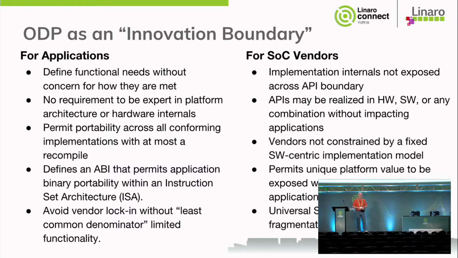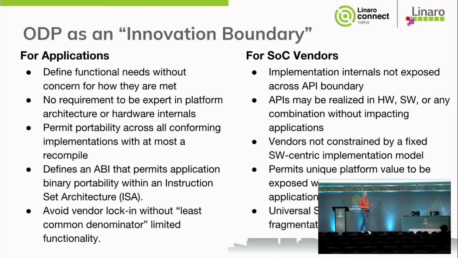acceleration. By contrast, for SoC vendors, the advantage is that the implementation internals are not exposed across an API boundary. In many cases, if you have a set of APIs that define how functions are implemented, it really constrains the platform vendor as to how they can do it. It's like, well, I really have no choice. The API specifies I must do it this way, even though I know I could do it much faster and provide the same function to the application without this constraint. So this allows APIs to be realized in hardware, software, or any combination without impacting applications, which is really an important point.